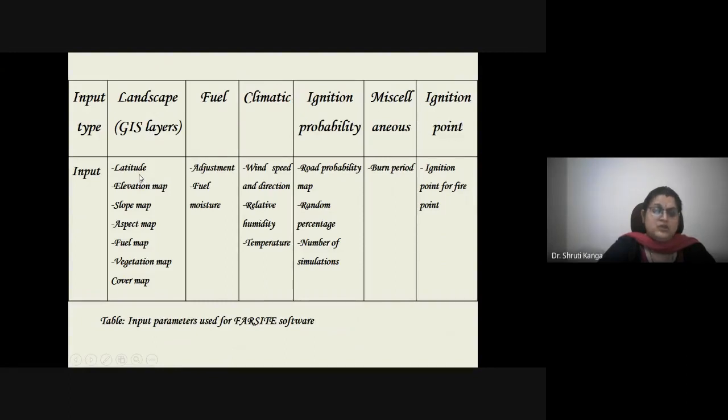layers, GIS layers, which include latitude, elevation, slope, aspect, fuel type, vegetation, and cover type. Then fuel adjustment and fuel moisture, where we have talked about the fuel moisture content. Then climatic parameters, which I have already told you: wind speed, direction, relative humidity, temperature, etc. Then the ignition probability, for which we have taken the road probability map, and the number of simulations is also taken into consideration. Then miscellaneous data: the burn period and the ignition points. One ignition point in one district we have taken as an input parameter. So these are the various input parameters required for the calculation of the simulation.